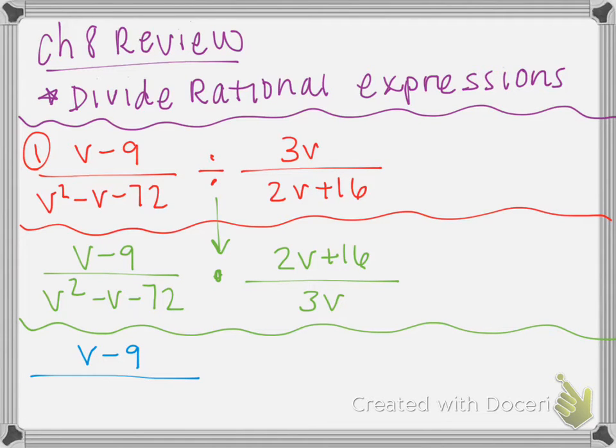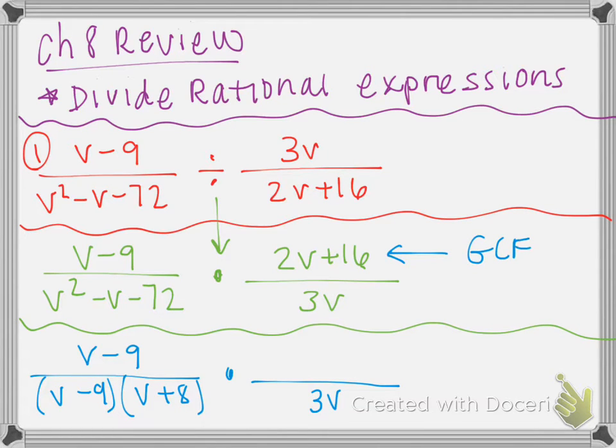The trinomial at the bottom, you can do an X model chart off to the side, or think of two numbers that multiply to a negative 72 and they add up to a negative 1. And that is a negative 9 and a positive 8, multiplied by the 2v plus 16 at the top can factor by taking out a GCF of a 2. So this becomes v plus 8.